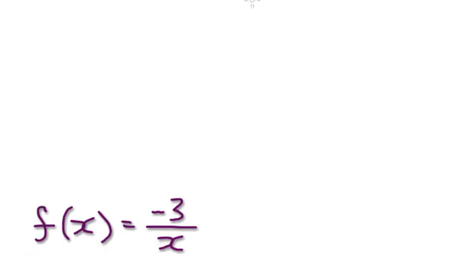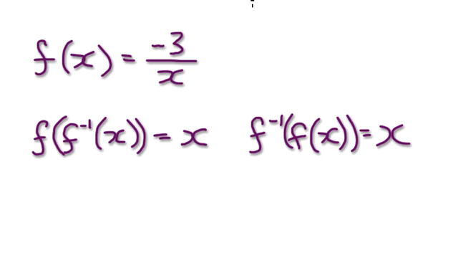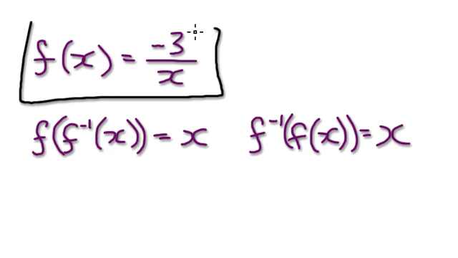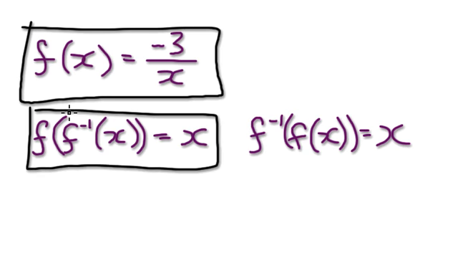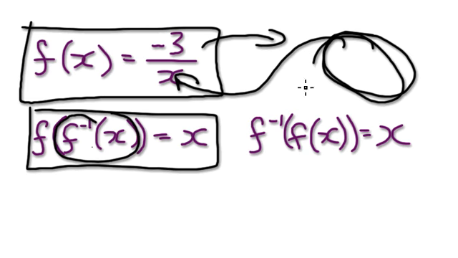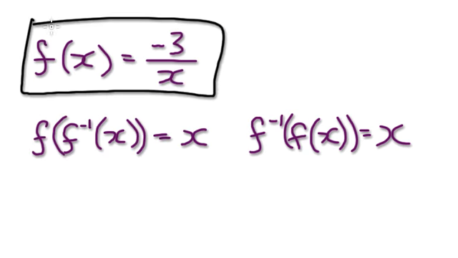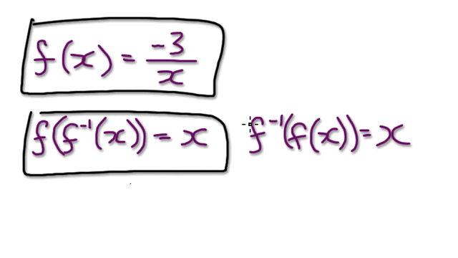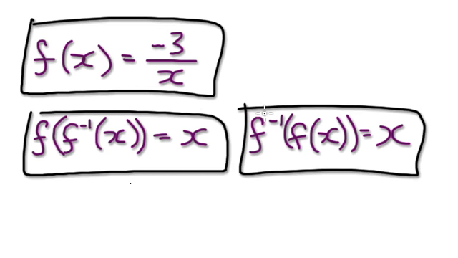Okay, let's give you some practice. Given this function, f of x equals minus 3 over x, show that this is true. Basically, find the inverse of this function, put the inverse back into here, and tidy it all up, and it should give you x. Given this function, show that this is true, and also show that this is true here.